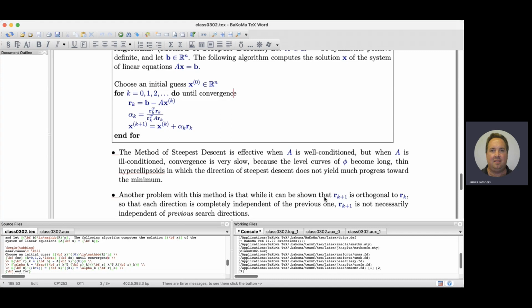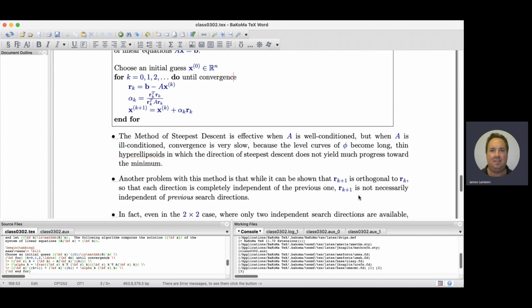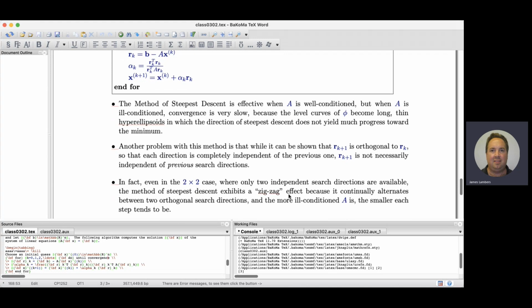Because it's orthogonal to the previous one, but not necessarily others, you could have a zigzag effect where it keeps trying the same direction over and over again. That's one trait of the slow convergence that steepest descent has. In fact, even in the 2x2 case, that's where you see it. You'd think that for a 2x2 matrix, whatever iteration should produce a solution very quickly, but that doesn't happen, unfortunately. If A is ill-conditioned, it takes a long time.